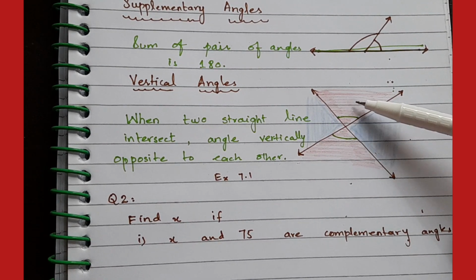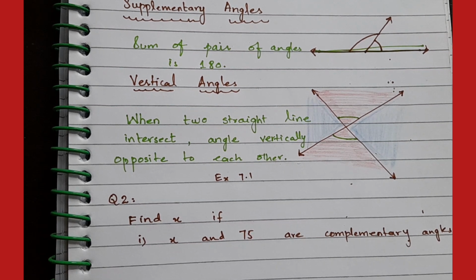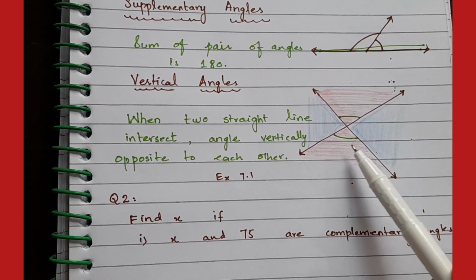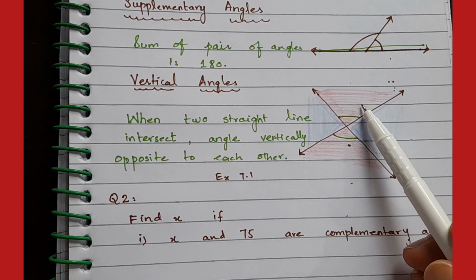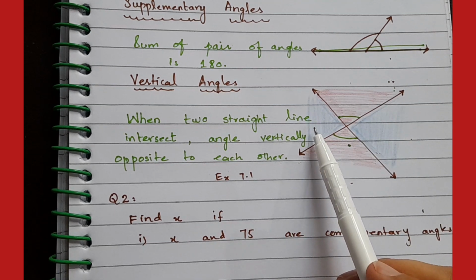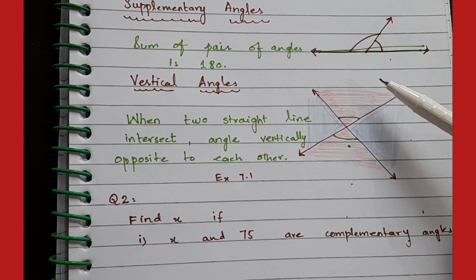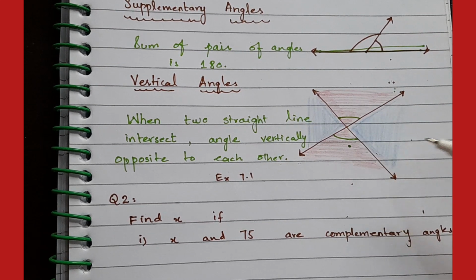The shaded region, the red region, are the vertical angles, and the interesting fact about vertical angles is that they are equal in degree. So if this angle is 30 degrees, this angle will also be 30 degrees. If this angle is 40 degrees, this angle will also be 40 degrees. The vertical angles are equal in measure and they are opposite to each other.